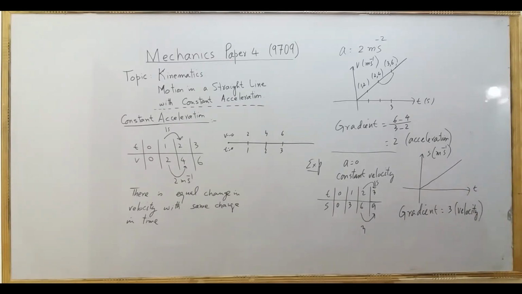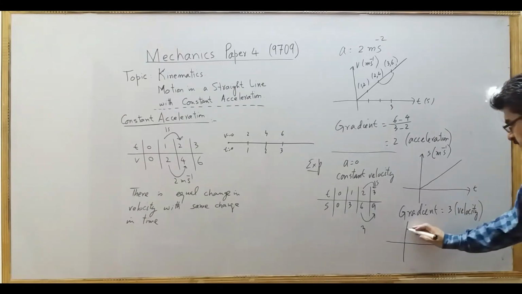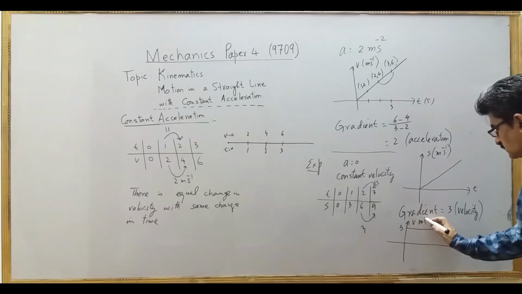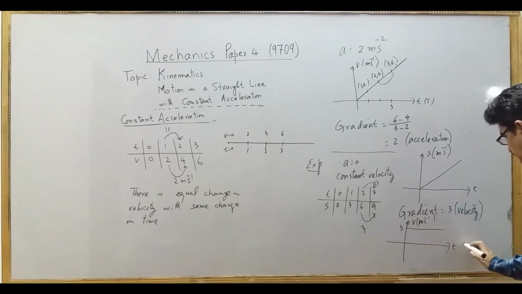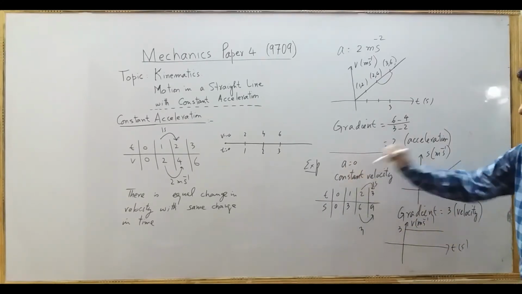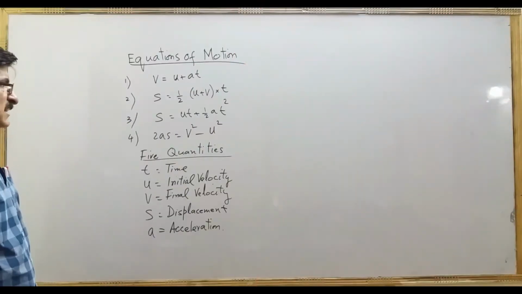If we sketch the velocity time graph for this example, it will be like this. This is velocity. Along x-axis we have time. So graph is horizontal, and horizontal means gradient of this line is 0, which means acceleration is 0. So gradient of displacement time graph is velocity. Next we have equations of motion.